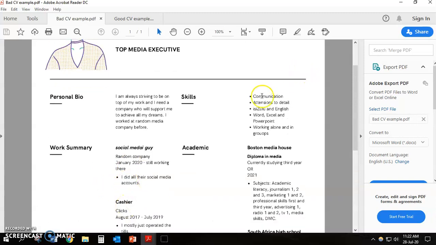Skills: communication, attention, spelled wrong, to detail. isiZulu in English. Remember, if you're talking about isiZulu, you are saying Zulu in Zulu. The CV is in English, so just Zulu in English is fine. Word, Excel, and PowerPoint, spelled wrong. Working alone and in groups.